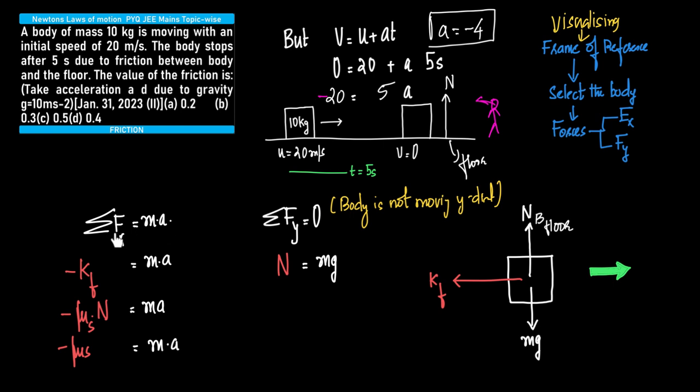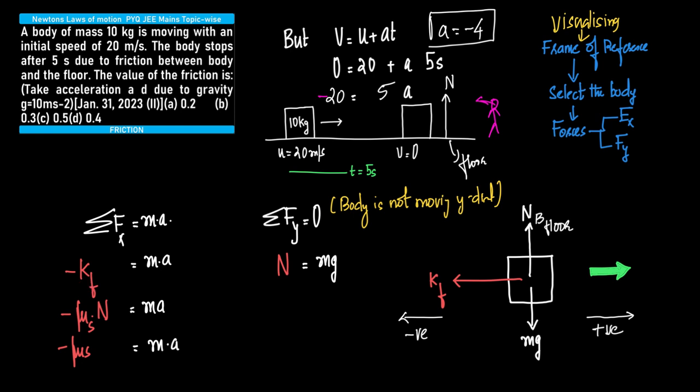What is sigma fx? Sum of all the forces acting in the x direction. How many forces are there in the x direction here? If you observe the free body diagram, there is only one force, a retarding force, which is kf. And how will you choose the sign convention? All those forces acting along the net direction of motion would be taken as positive. All the forces acting against the net direction of motion would be taken as negative, and therefore we will take minus kf is equal to ma.